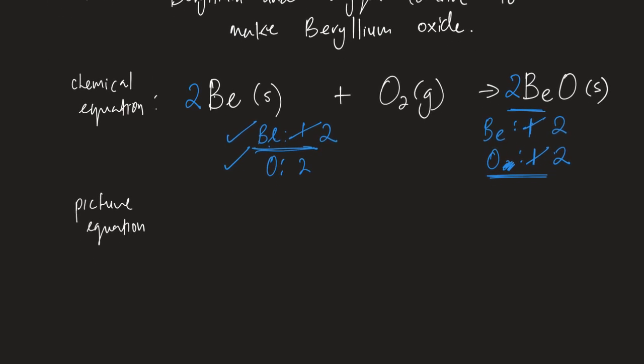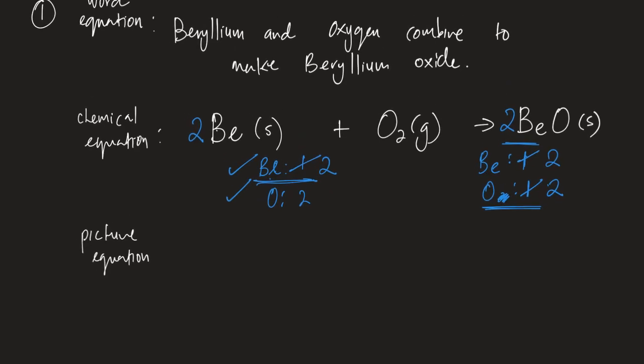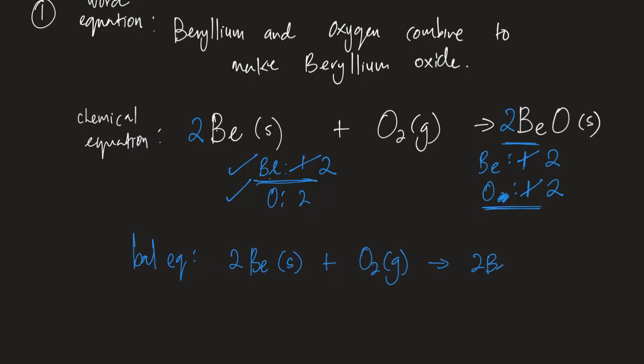Now you must write a balanced equation. We don't mark your rough work, right? So at the end, I need to write a final balanced equation. You'll write 2Be, which is a solid, plus O2, which is a gas, gives me 2BeO, which is a solid. You must write this out as your final answer, so you show your marker that that's what you want them to mark, because you can't mark rough work, right?